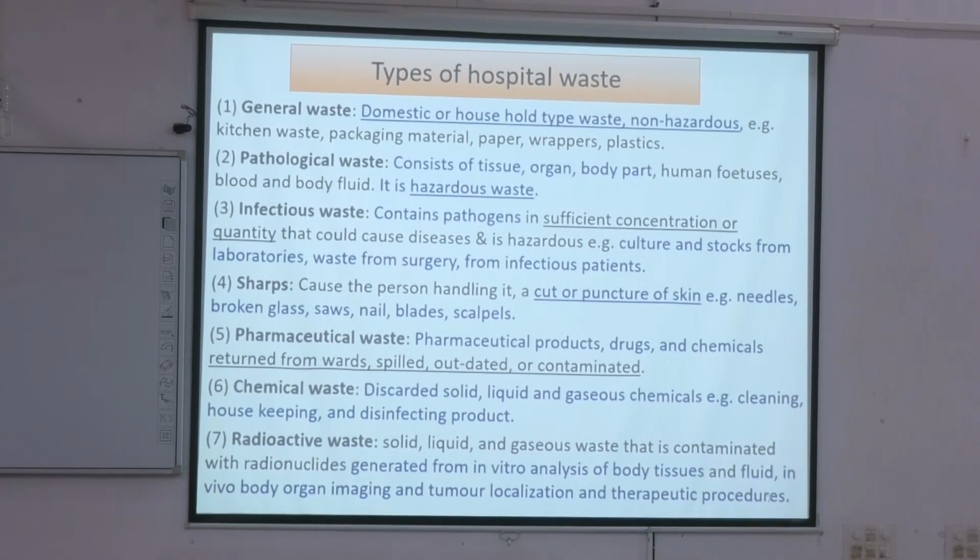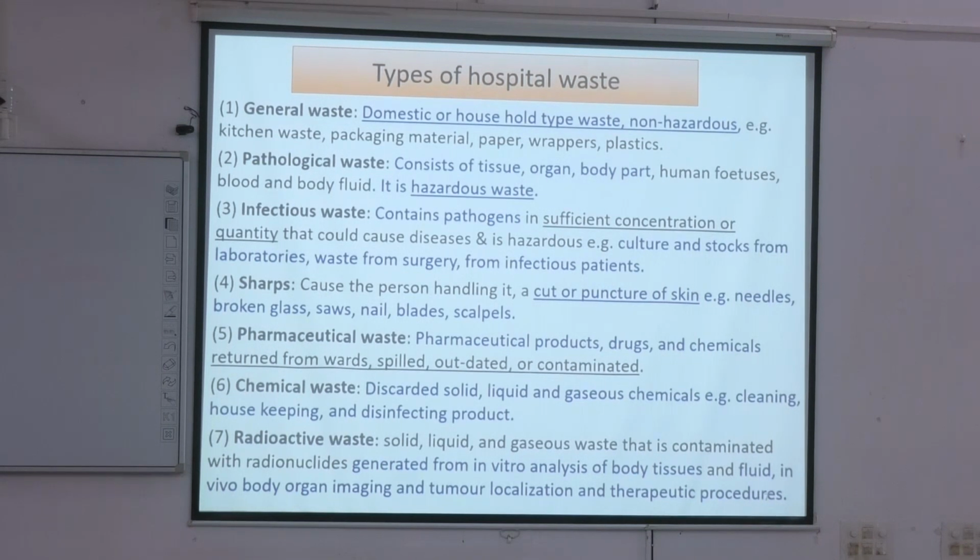And pathological waste consists of tissue, organ, from the pathological laboratories, or any OT, operation theater also. Infectious waste can also be generated from hospital and wards, and at the same time from microbiological laboratory or any other laboratory, pathological laboratory. Sharps mainly are any needle or broken glass, scalpel blade, these come under sharps.